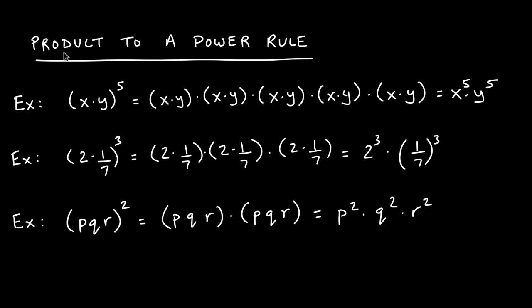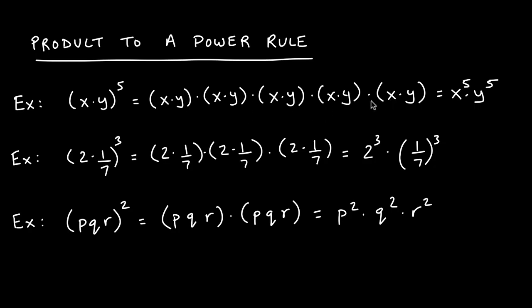So a product to a power rule. This means you have a product of two or more things, and then there's a power on the outside. You have a product of multiple terms being raised to an exponent or raised to a power. So if you have x times y raised to the fifth, what that means is that I have to multiply this by itself five times. So I can write down x times y five times.